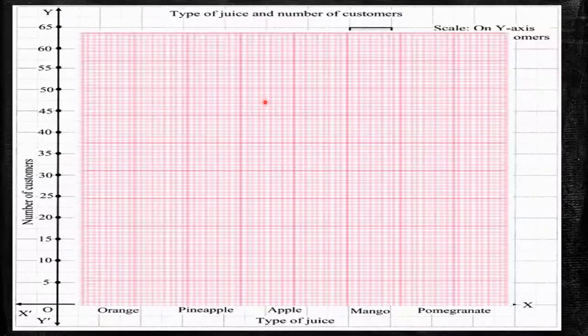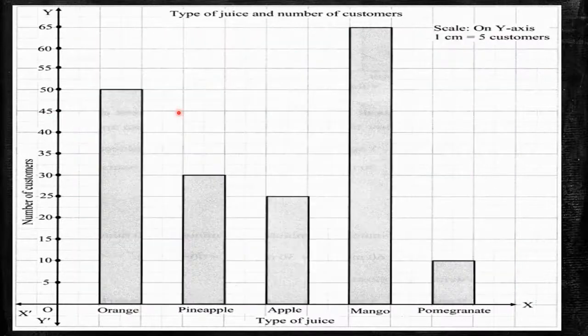Now here we will choose a different scale, and using the same data we will draw the bar graph. Like the previous one, we have written in the center types of juice and number of customers. We have chosen here the scale 1 centimeter equal to 5 customers. So first for orange, when we draw the bar graph, it will look like this. So like this you will draw using the different scale. Here we have taken 1 centimeter equal to 5 customers, and in the previous slide we have taken 1 centimeter equal to 10 customers. So like this you can draw.